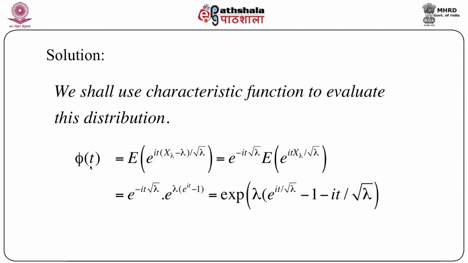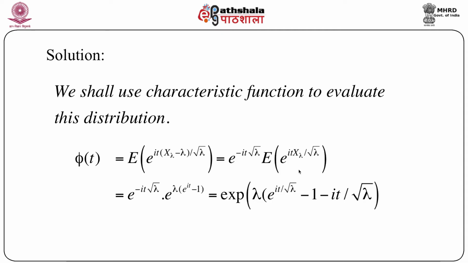So phi(t), the characteristic function of the standardized Poisson variable, is equal to the expectation of e to the power it into (X_lambda minus lambda) by square root of lambda. A little bit of algebraic manipulation will guide us: if we expand the exponent part, there is a constant, minus i t square root of lambda. So e to the power minus it square root of lambda comes outside the expectation. So we are left with the expectation of e to the power it X_lambda by square root of lambda.